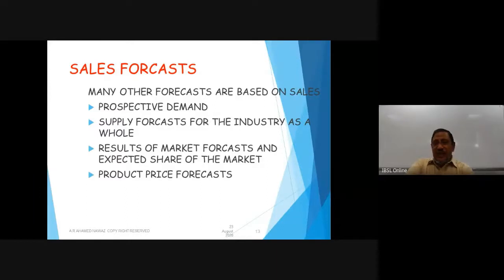So these are the factors affecting the sales, how to project the sales. So sales forecasts, many other forecasts are based on sales. Prospective demand we discuss. Then supply forecast for the industry as a whole. To meet that demand, whether suppliers can manage to supply to keep the industry going on. How do you grant a facility for an industry, for example? What is the raw material supply? What are the packing materials? How seasonal is it? When is it readily available? Based on that, you work out the required funds. Starting a loan, for example.